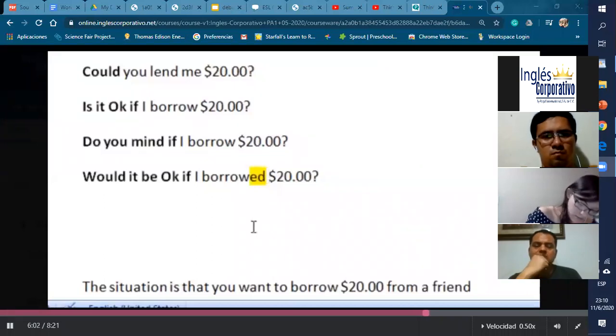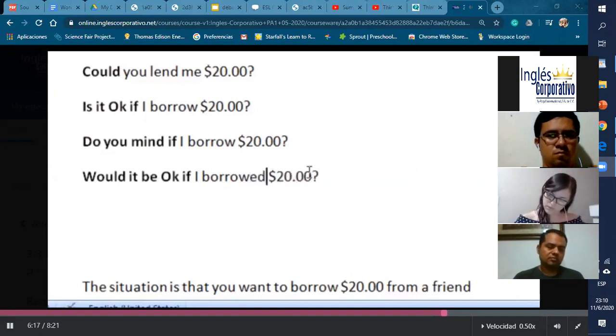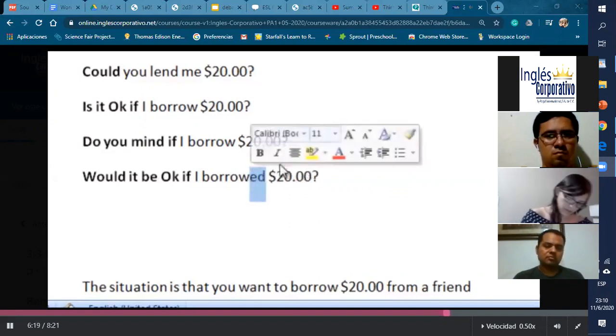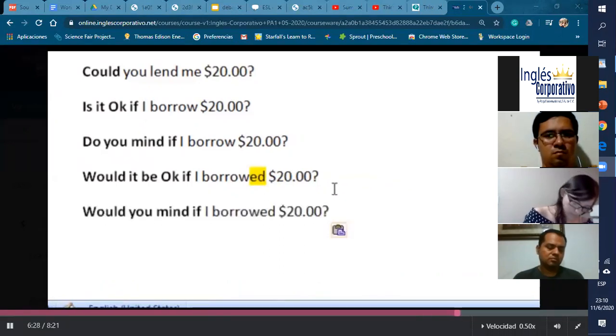Now, this doesn't mean that you cannot make the request without changing that verb to the past. You can do that if you want. So you could say, would it be okay if I borrow $20? You don't necessarily need to change that to the past. However, we're learning that we're going to change it to the past in order to sound more polite, right? Another way to say this, well, we can say, would you mind if I borrow $20? That's another way of saying it.